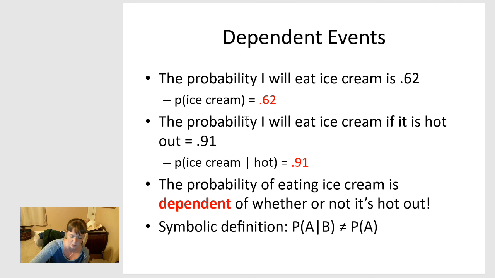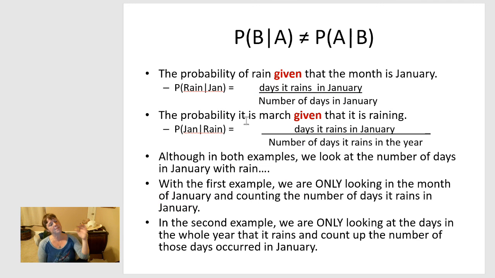But I want to caution you that the probability of B given A is not the same thing as the probability of A given B. You can't just flip them back and forth, right? Here's an example. The probability of rain, assuming it's January, is not the same thing as the probability that it's January if I tell you that it's raining. Because essentially, what the conditional probability does is determine who your group is.